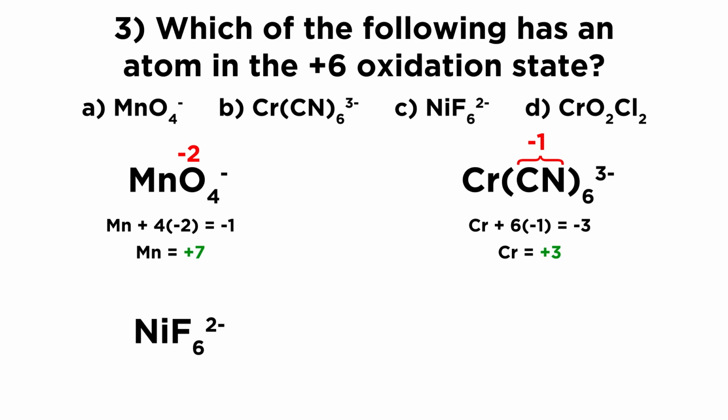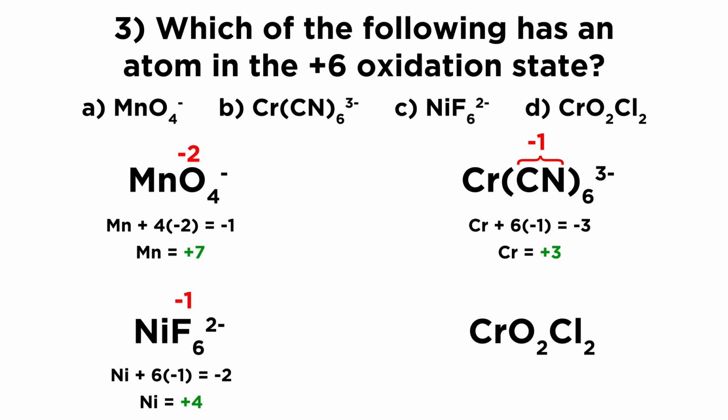Now let's look at NiF6 2-. So here, fluorine is going to be -1, and we have 6 of those. So that comes out to -6, and then the whole thing must add up to -2, because again, that is the overall charge on the polyatomic ion. And so nickel must be +4, because +4 minus 6 does get us to -2. So that doesn't look like it's going to work either. Hopefully this last one will.